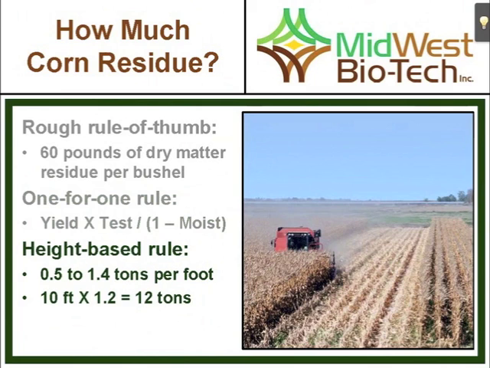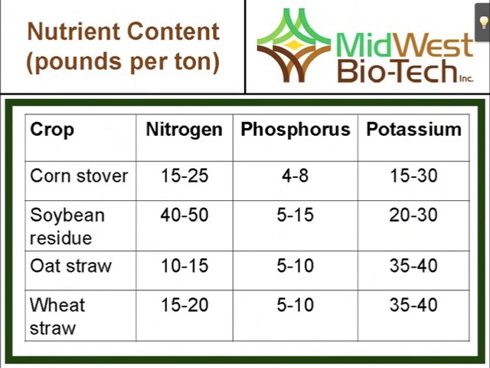The height rule is going to give you a higher estimate, but between the 1-for-1 and the height-based rules, you get a fairly good range of numbers for how much residue you're dealing with in the field on a tonnage basis. From that, we can figure out how many pounds of nutrient I've got available in the residue: multiply the tonnage by the pounds of nitrogen, phosphorus, potassium per ton. On corn residue, we're basically dealing with about 20 pounds of nitrogen per ton and about as much potassium.